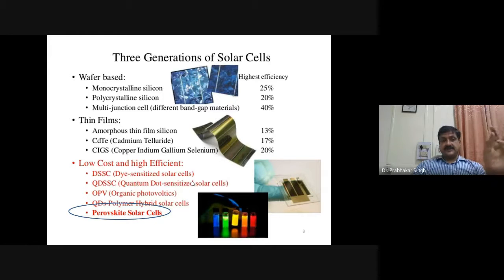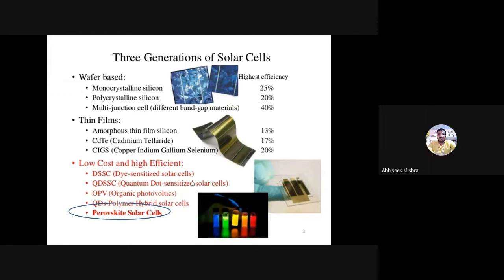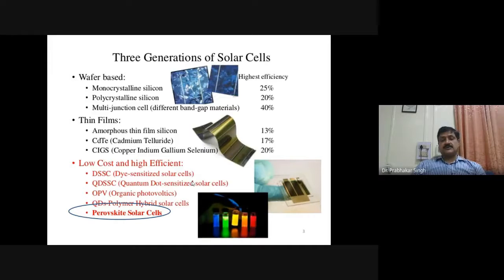The same thing, the crystalline form has reduced to the two-dimensional amorphous thin film: cadmium telluride, and copper, indium, gallium, selenium, all these materials. You can make a thin film and a two-dimensional solar cell which you can wrap and use even on a window screen. Okay. Low cost and high efficiency, the fourth generation, the dye synthesized quantum dot; the third generation, of course, the quantum dot sensitized organic photovoltaics and polymer hybrid solar cell.